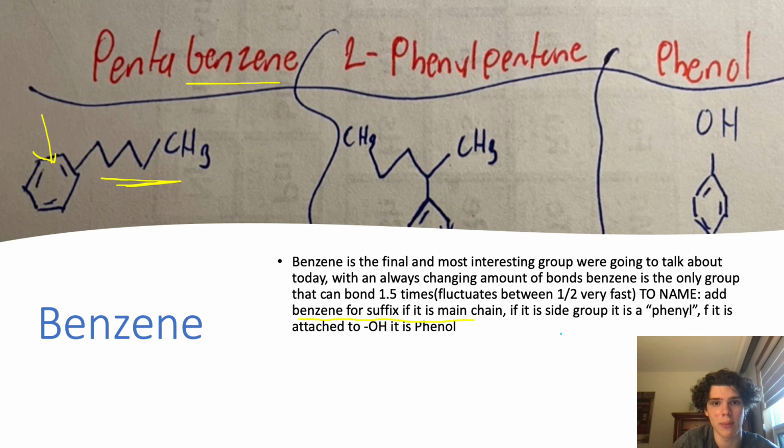Here, for the second part, if it is a side group, it's added as a prefix, and it's called a phenyl. So see how we have here pentane, and then we are adding our group on top as a phenyl group. And then if it is attached to an OH group, like shown here, it's called a phenol.